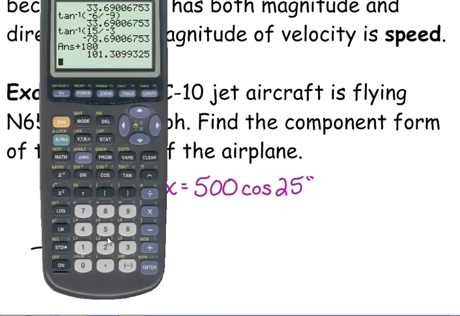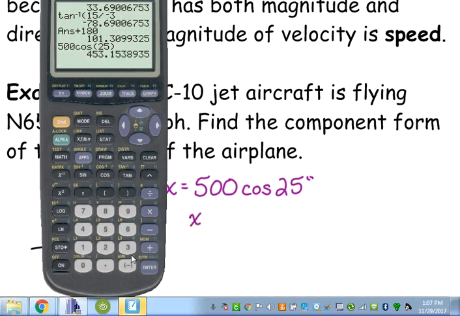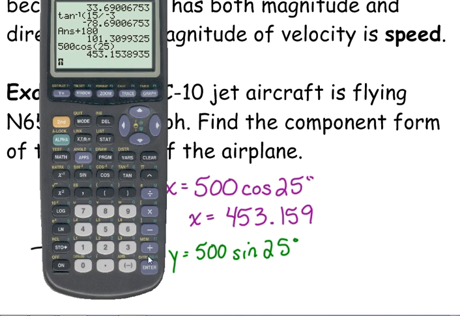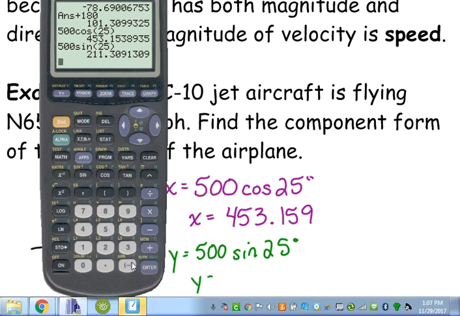Use our calculators. 500 cosine of 25. So the x component is 453.159, not degrees. We're not talking degrees. The y component is 500 times the sine of 25 degrees. So the y component is approximately 211.309.